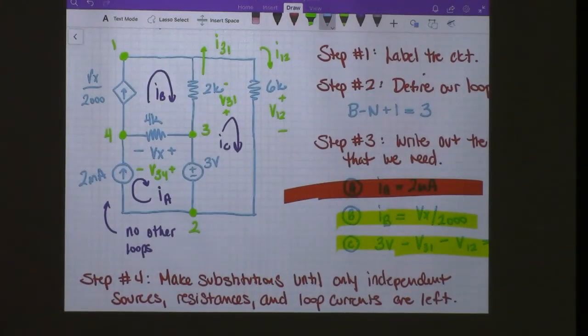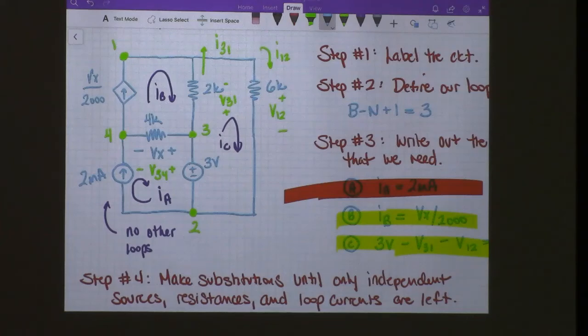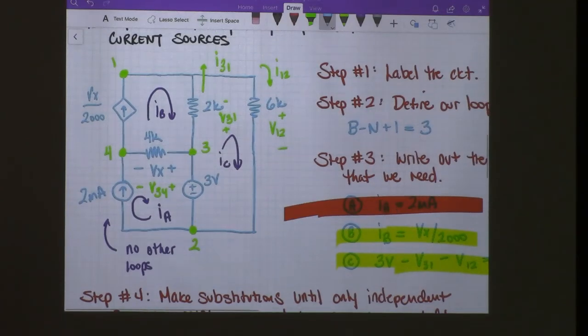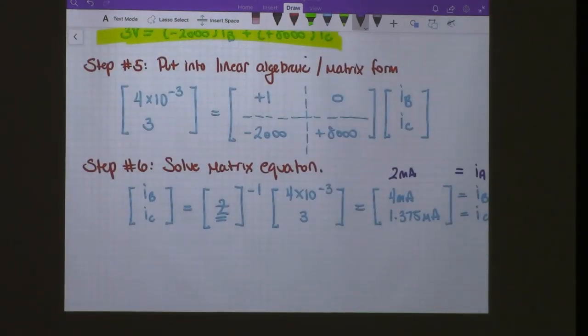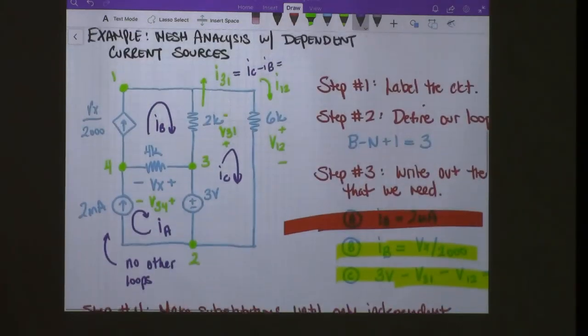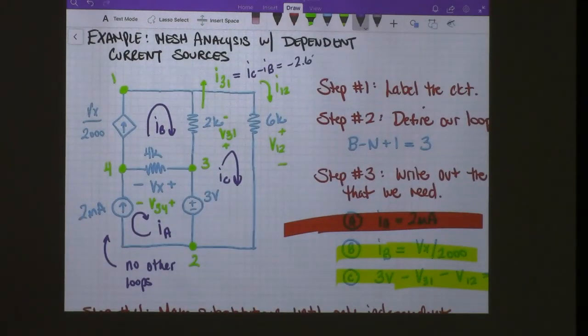interested in I31, right? Then you would go ahead and combine the loop currents together. So you should know how to do that, because that could be part of the problems, asking you to move backwards. So let's just do one quick example. What is I31? I31 is going to be equal to IC minus IB, which is 1.375 minus 4. So it's going to be negative 2.62 milliamps.